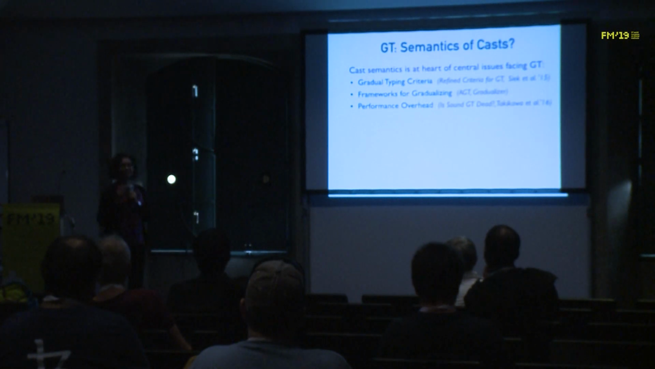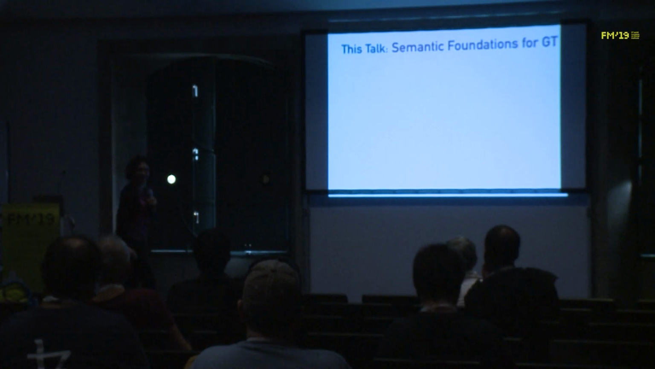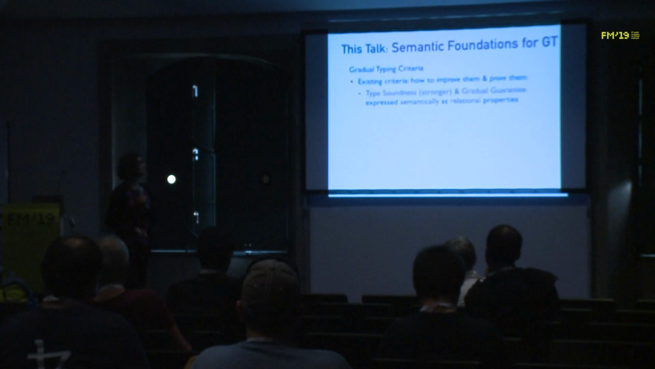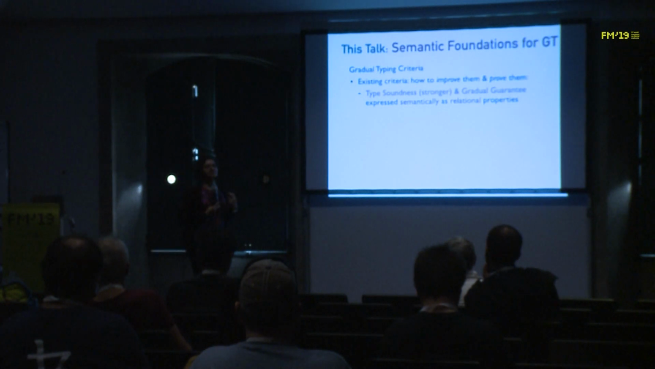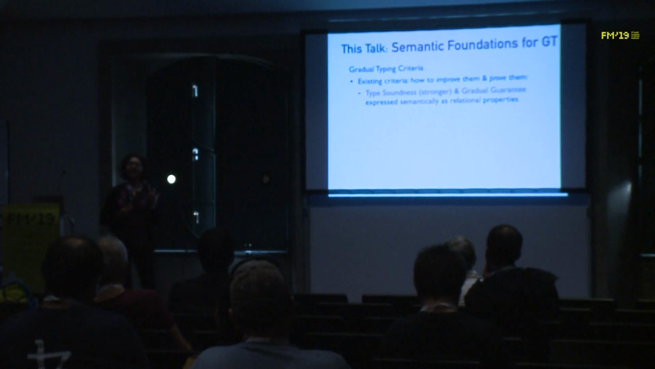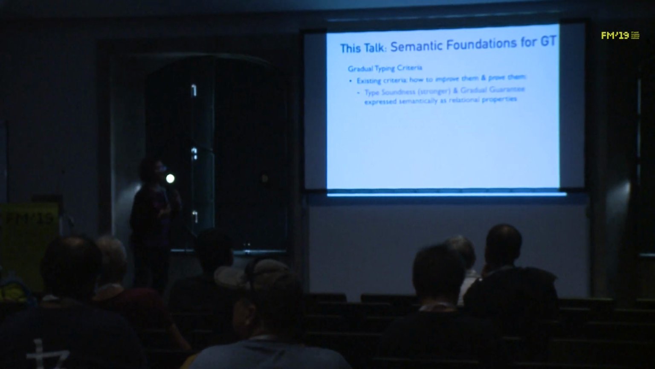So now to give you my perspective on this and a feel for what I'm going to be talking about in this talk. This is about semantic foundations for gradual typing. And basically what I'm going to be talking about is existing criteria and how to improve them. In particular, the two criteria that I'm going to be concerned about are type soundness. Existing type soundness theorems tend to be somewhat weak, and I'll explain that in a bit. And I'm going to advocate for a stronger type soundness theorem, which I'll also explain in a bit.